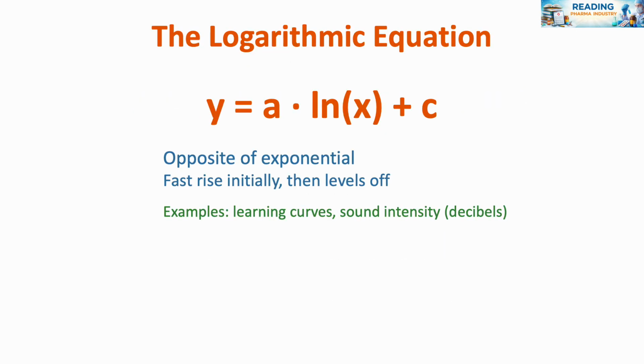Logarithmic models are the opposite of exponentials. The equation used is y equals a times the natural log of x plus c. These create curves that rise quickly at first, then level off, which shows diminishing returns.